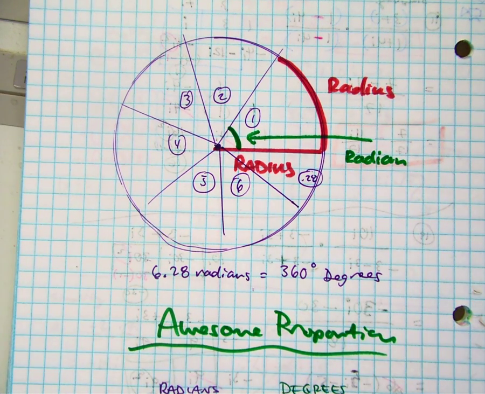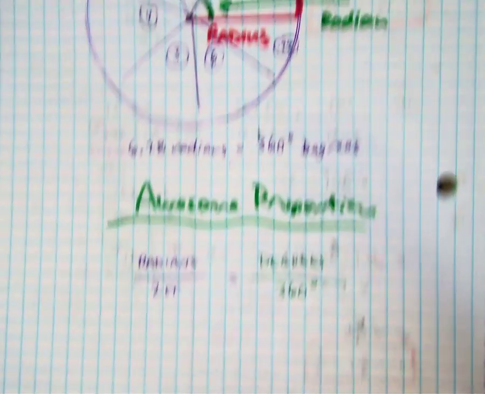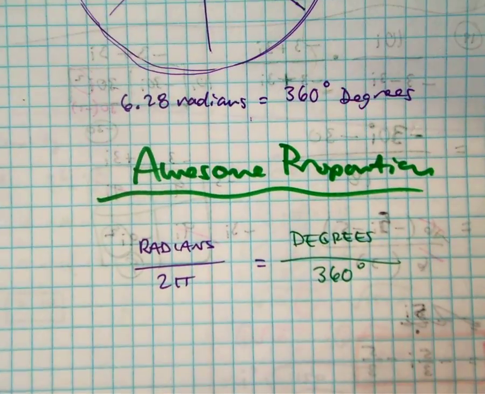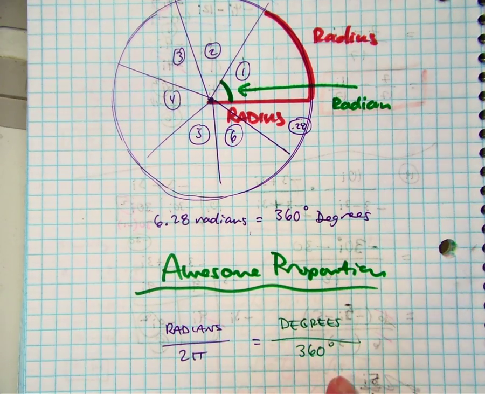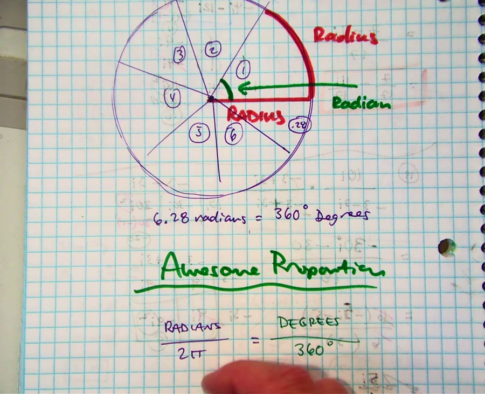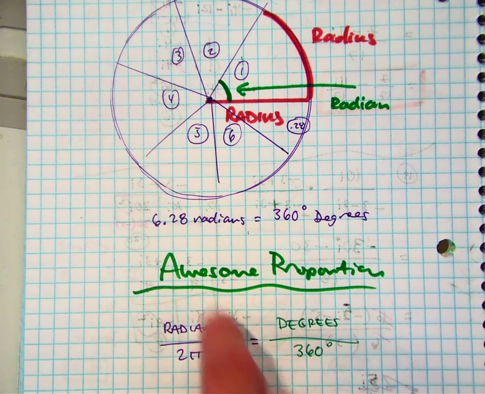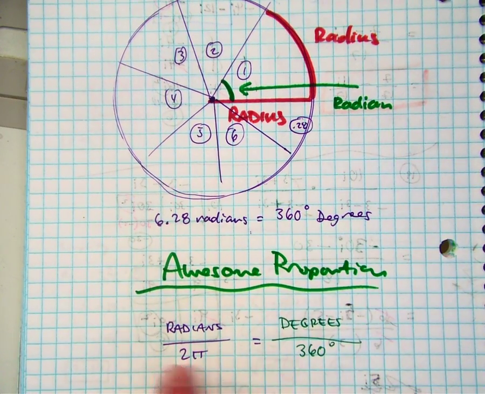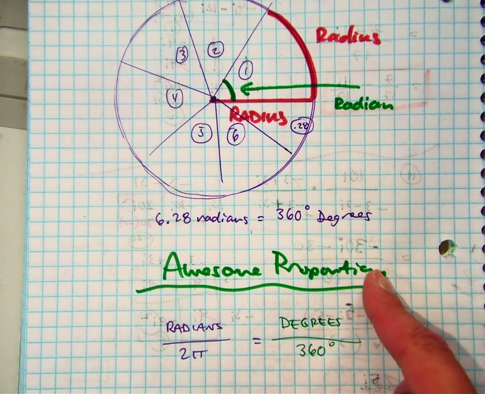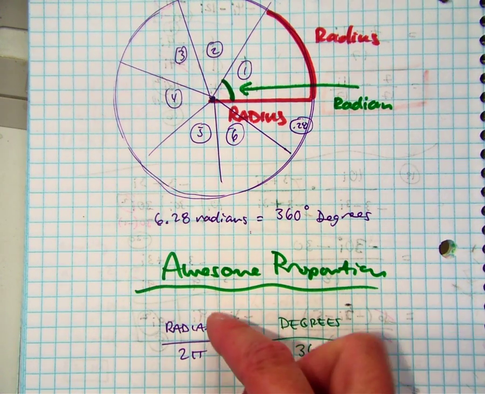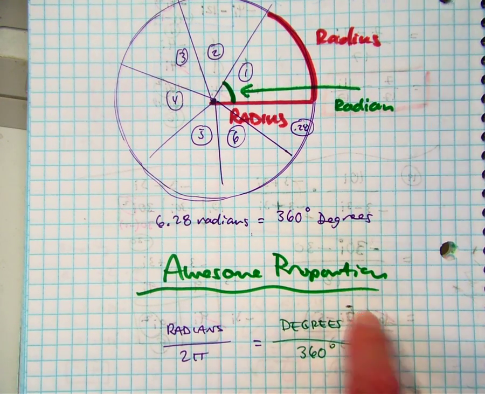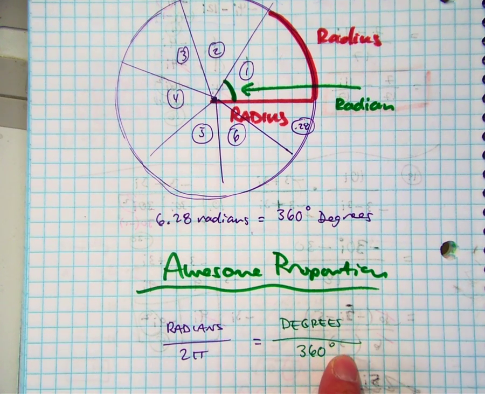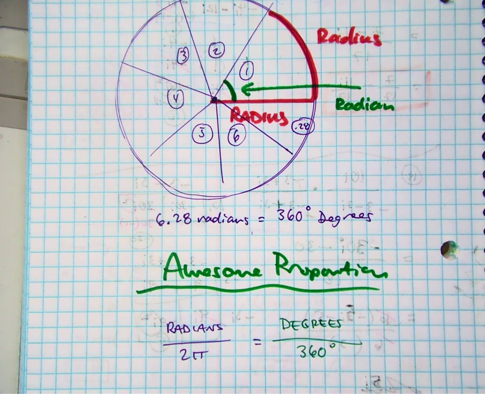How do you convert between degrees and radians or radians to degrees? There's this awesome proportion, and the way I remember it is the part over the whole equals part over the whole. That's what a fraction is. So a fraction is a simpler word for a ratio. So this is a ratio, this is a ratio, and when I set two ratios equal to each other, I get a proportion. Radians, or part of the radians over 2 pi, that's part over the whole, equals the degrees over 360, because there's 360 degrees in a circle. Let's do an example.